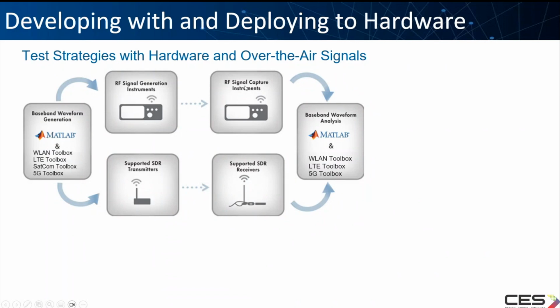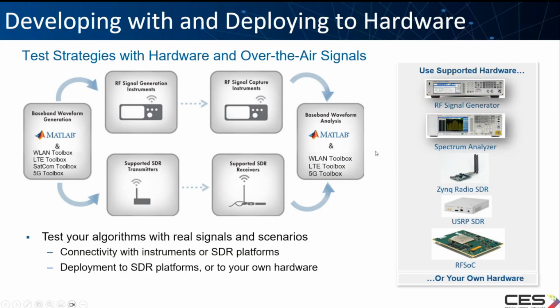So we can acquire signals from RF hardware, RF instruments, into MATLAB and perform different analysis. The same can be done for SDR. We can connect an SDR receiver to the machine that has MATLAB installed alongside the other toolboxes, and acquire and analyze these waveforms in MATLAB. There are many supported hardware from different vendors. I listed a few of them here, but you can also do the same with your own hardware.